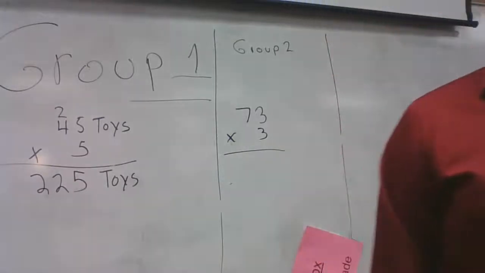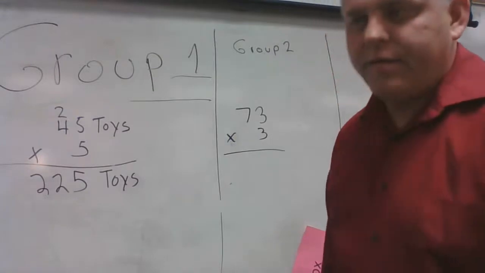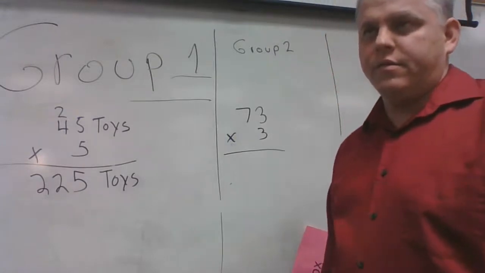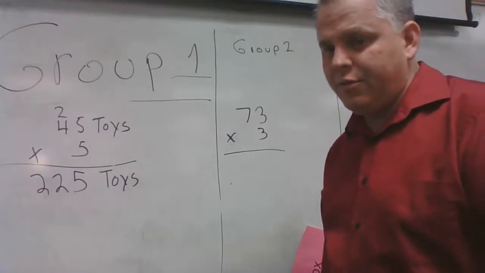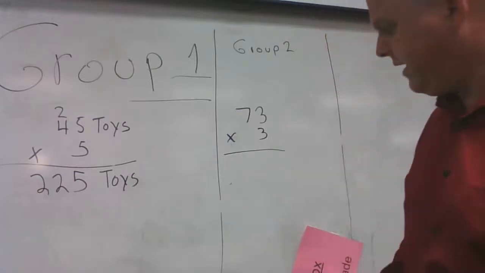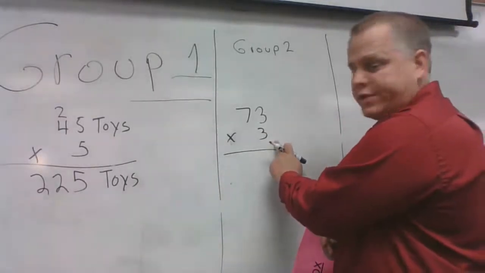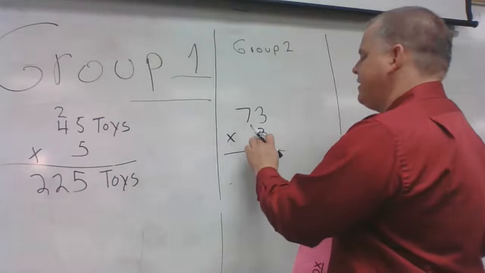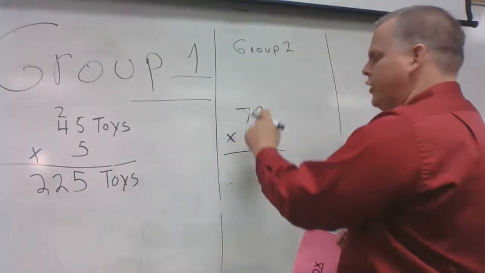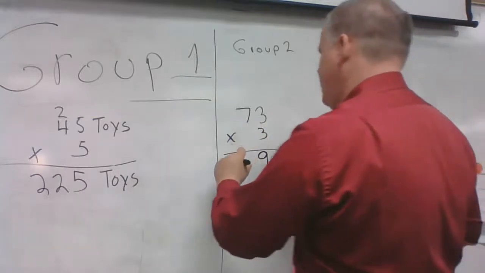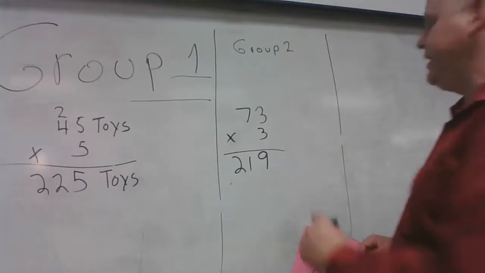We got 219. We got another 225. We got another 219. Let's give it a try, shall we? 3 times 3 is 9. 7, there's nothing to regroup. 7 times 3 is 21. The answer is 219 toys.